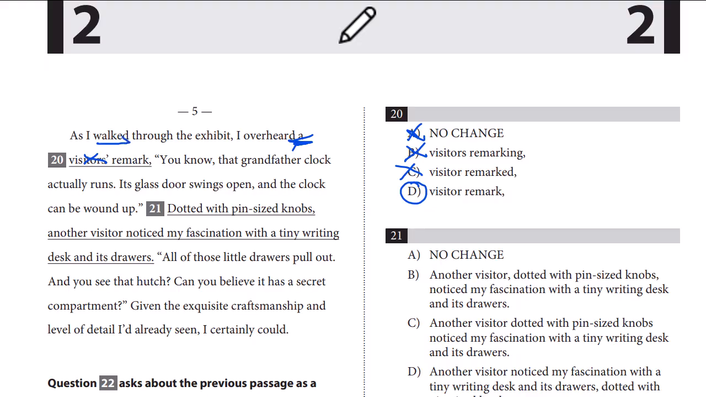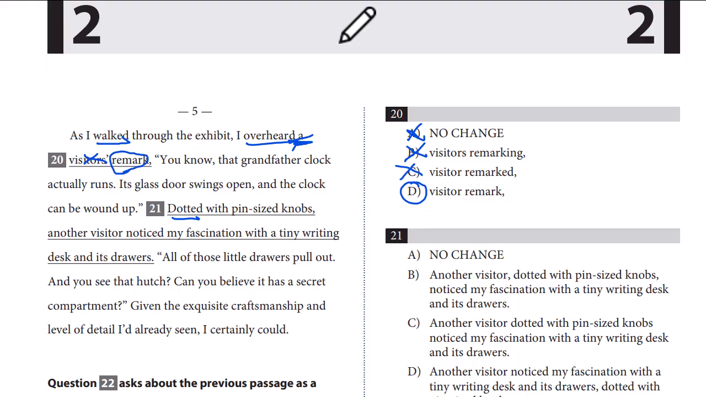I walked is past tense. I overheard is past tense. Beyond the quote, it's also past tense in the next sentence. So we're in past tense. I can only imagine that in the same moment of the past tense, in the present of the past, so to speak, the visitor is making his remark.